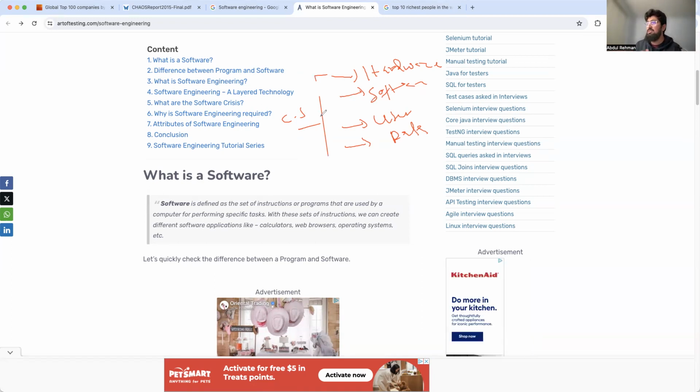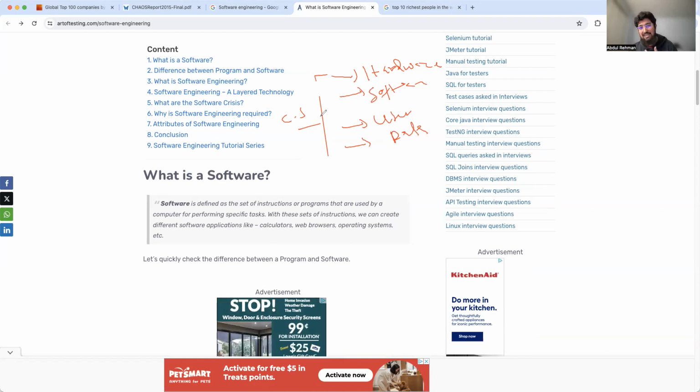So what is software? Software, as per this definition, is basically a program or set of instructions that guides the hardware to work, or to do some action, right? So hardware is controlled by software these days. Not only these days, actually, since the beginning.